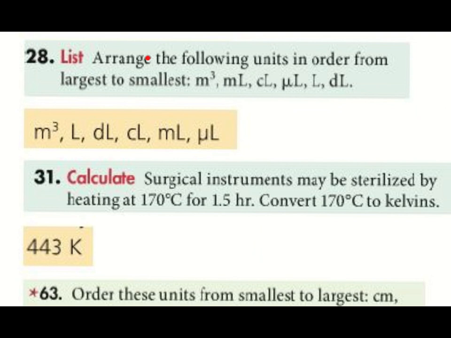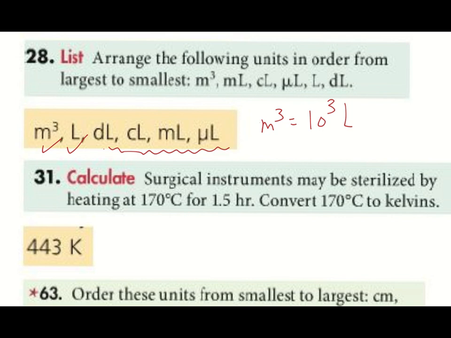Here, this question is asking you to arrange the following units in order from the largest to the smallest: meter cube, ml, cl, microliter, liter, deciliter, and so on. The biggest unit here is a meter cube, because meter cube equals 10 power 3 liters. So I will start with meter cube. And then liter, deciliter here are very simple because they are just mentioning the negative values.